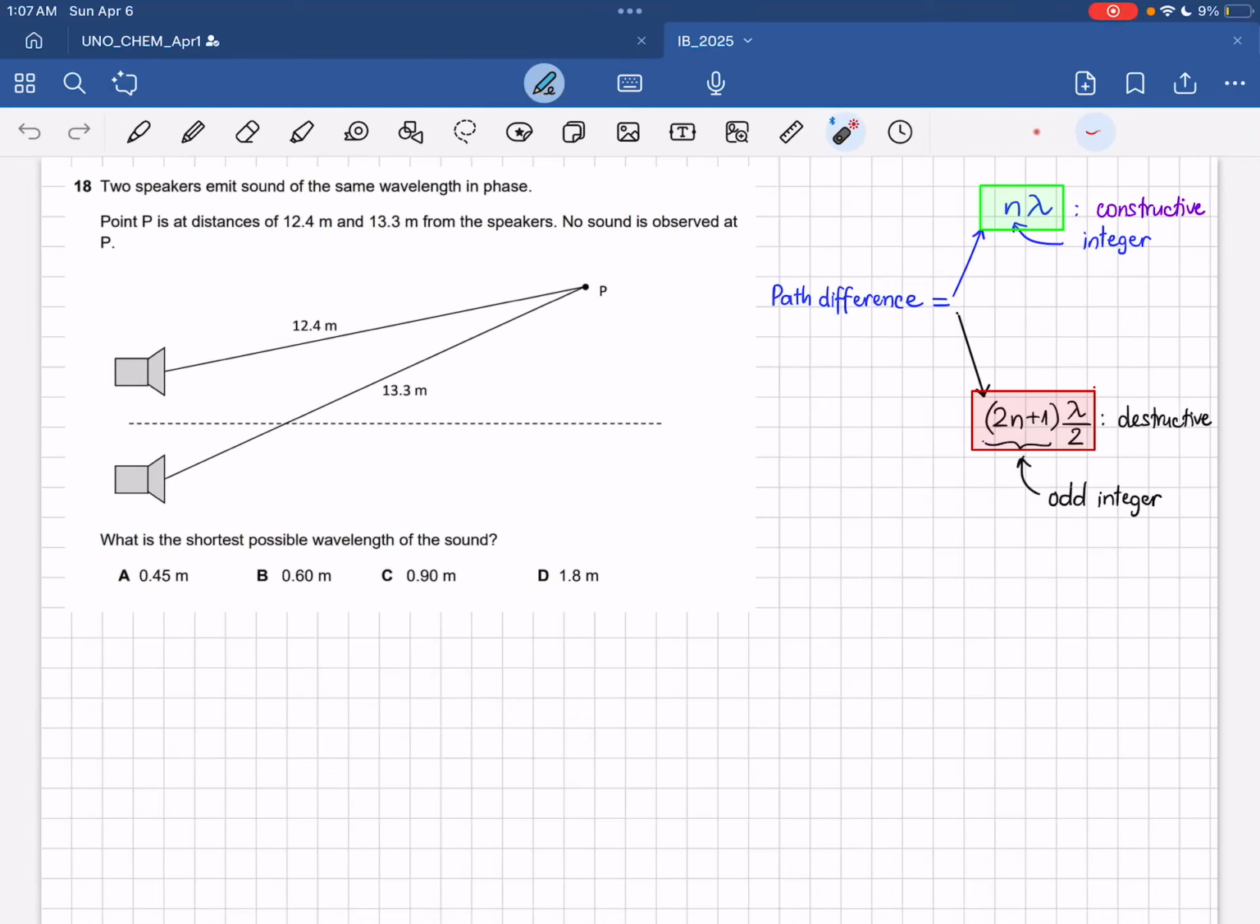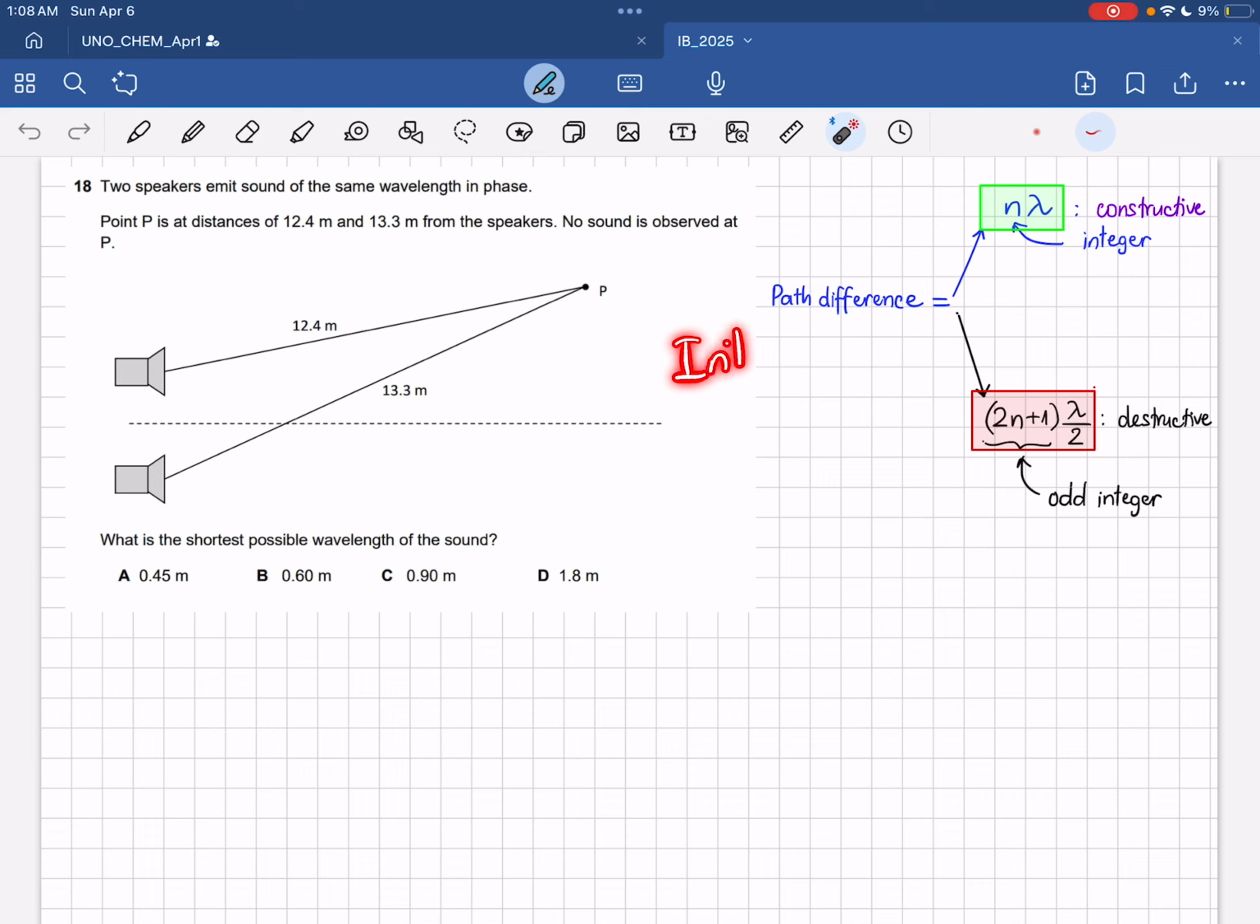Hi, let's solve question 18 from the Tsokos specimen, paper 2HL. Two speakers emit sound of the same wavelength in phase. This is the two speakers, and they are emitting sound of the same wavelength and in phase, so they are called coherent sources. Okay? And whenever coherent sources are mentioned, we think of interference.